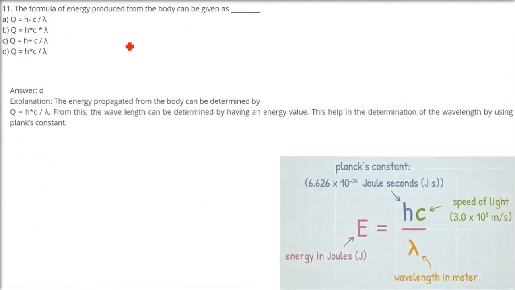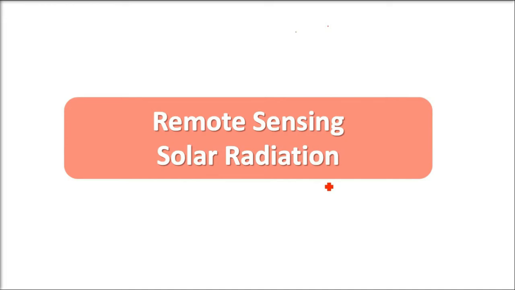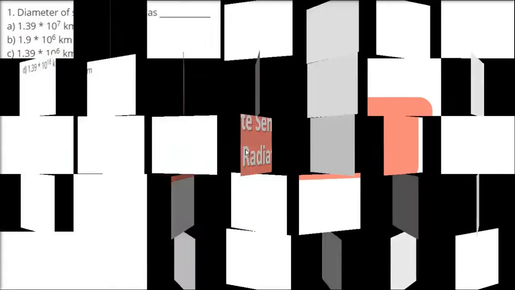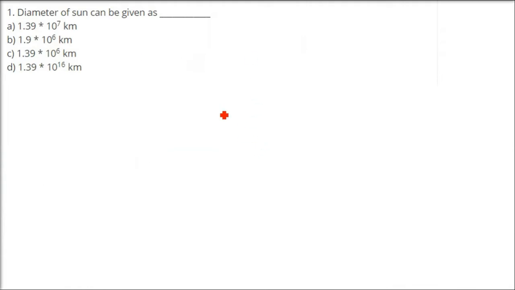The formula of energy produced from the body can be given as, so this is E equals hc by lambda, this is Q equals hc by lambda, okay, where h is Planck's constant, c is speed of light, lambda is the wavelength in meters, so energy in joules. So Q is hc by lambda, the energy propagated from the body. In remote sensing, we are discussing solar radiation. We are taking the MCQs based on it. We'll try to understand the concept using the MCQ.